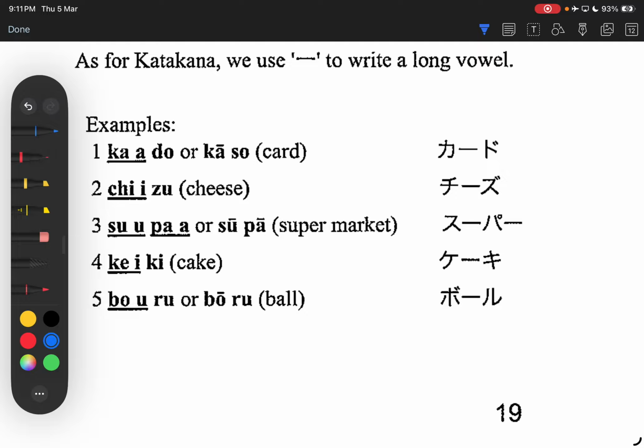For example, we have the first one, kado. Card. So it's a long A sound. If you say the short kado, it becomes corner. You want to lepak, then you ask for kado. So kado is card. Please don't pay by corner.